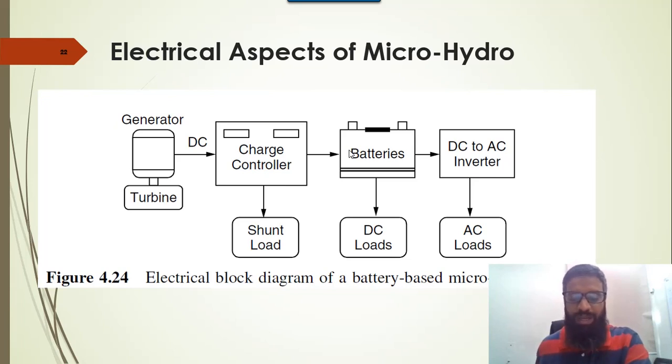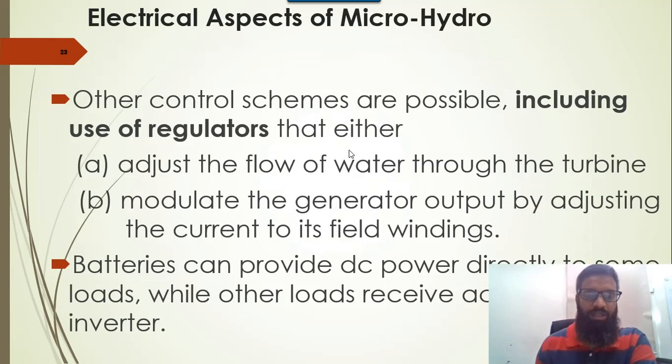So when the battery is charged, we have DC to AC converter for the AC load, and we have simple DC load which is directly connected to the batteries, or that can be directly connected to the charge controller. So other control schemes are possible, including use of the regulator that either adjusts the flow of the water through the turbine or modulates the generator output by adjusting the current to its field winding. So batteries can provide DC power directly to some load, while other load receives AC from an inverter.